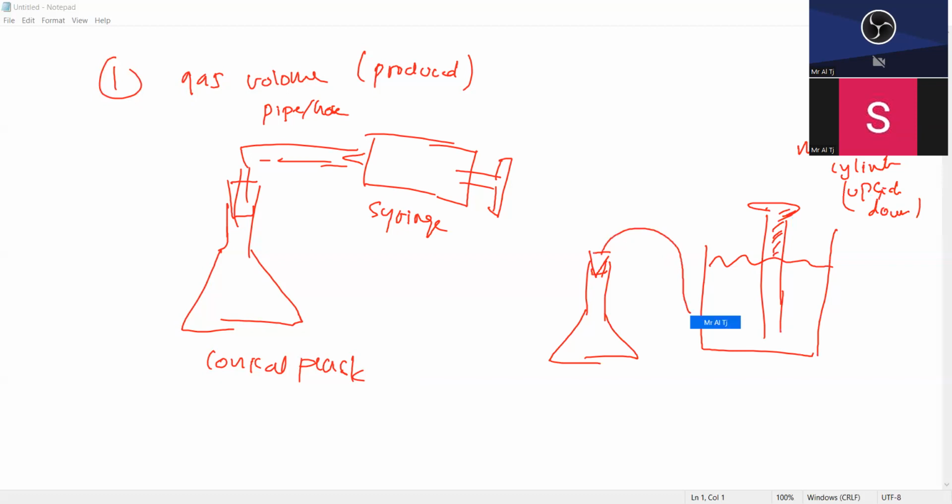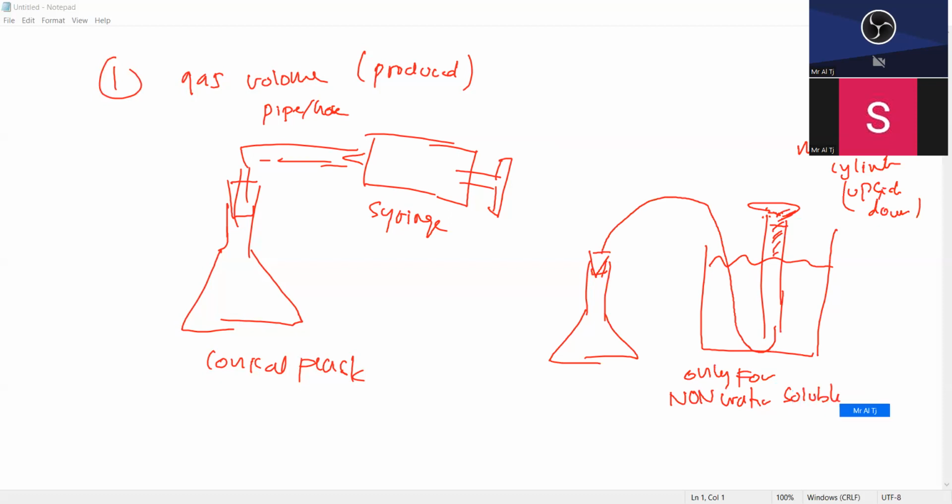You're going to put a hose or a plastic nut or something into it. As the gas bubbles up, it's going to collect on the top and push the water down. This one is generally seen to be easier, but this is only for non-water-soluble gas. If the gas produced is dissolved in water, this method cannot be used because instead of collecting, it simply dissolves.